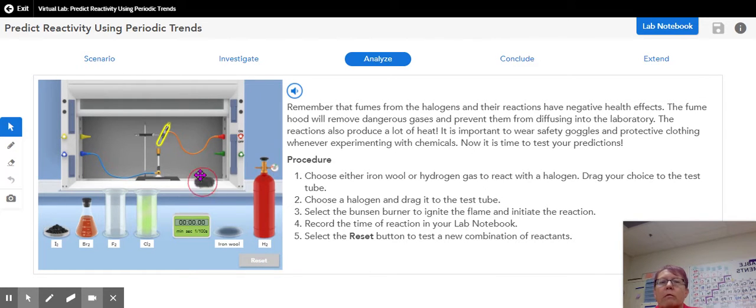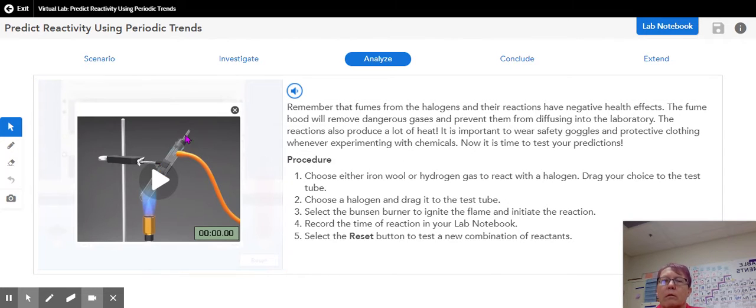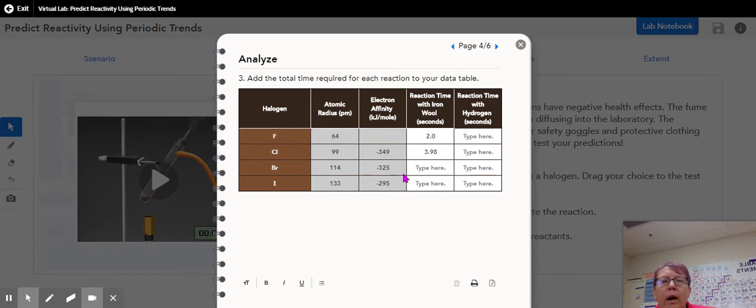We're going to do steel wool, all right? And we're going to do bromine, which is the next one down on the periodic table. Turn on the Bunsen burner. And let's see what happens. Notice it's taking a lot longer for it to react in the test tube. So 6 seconds. So I'm going to go to my lab notebook, look at bromine, and say it took 6 seconds.